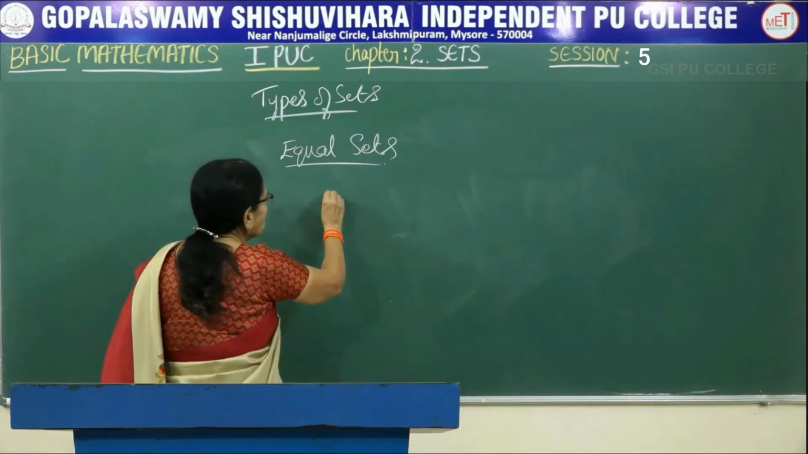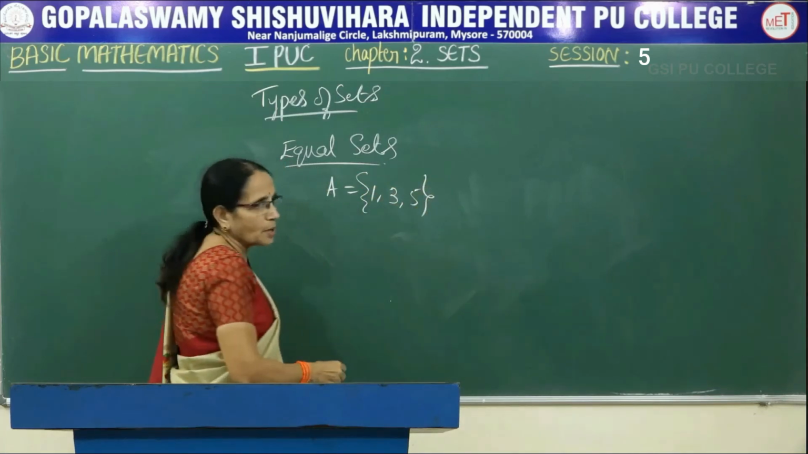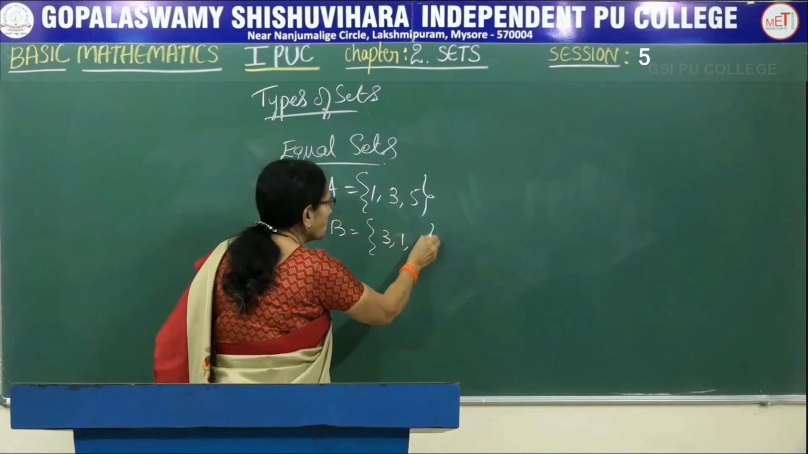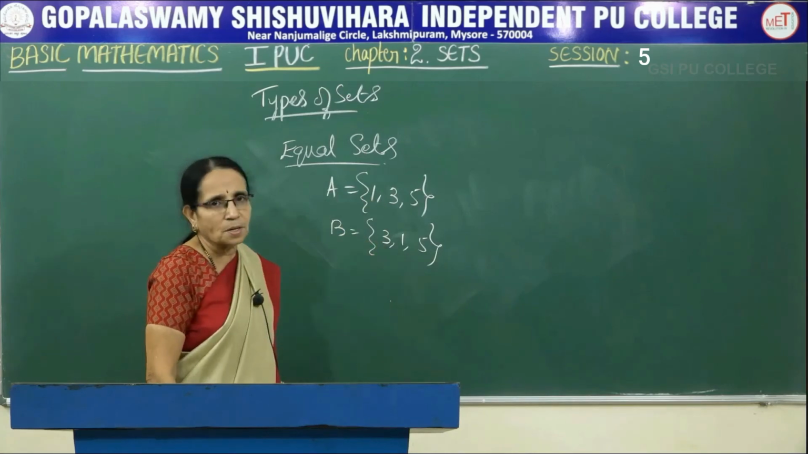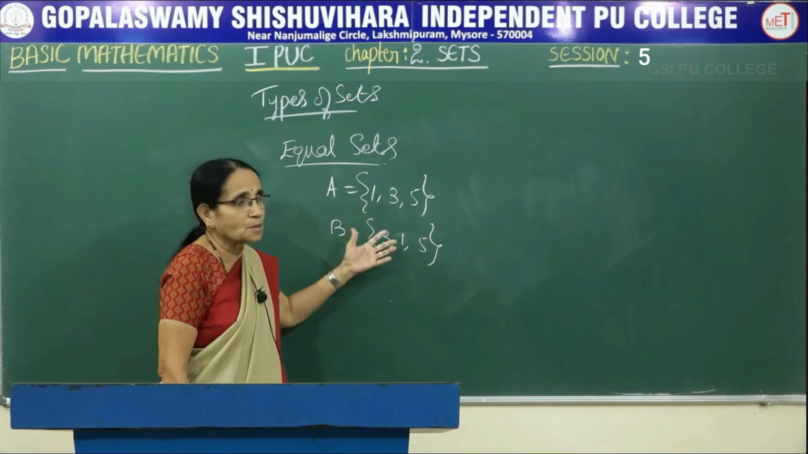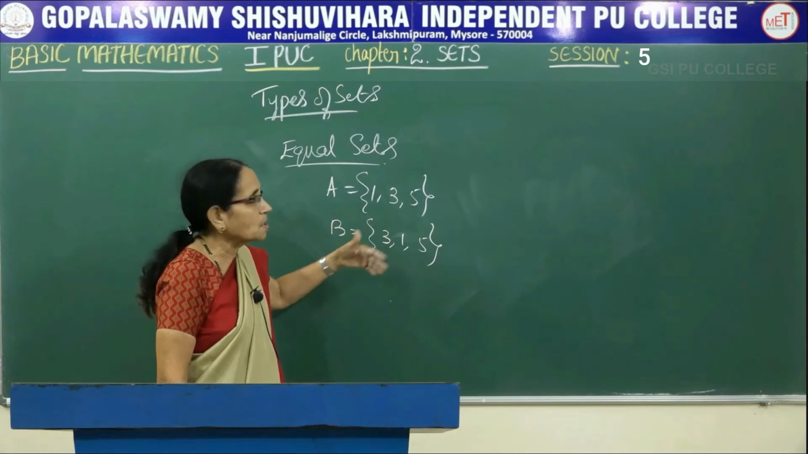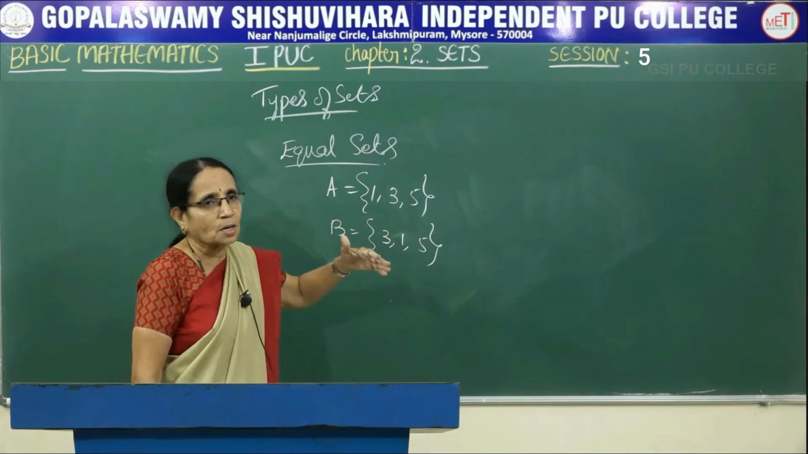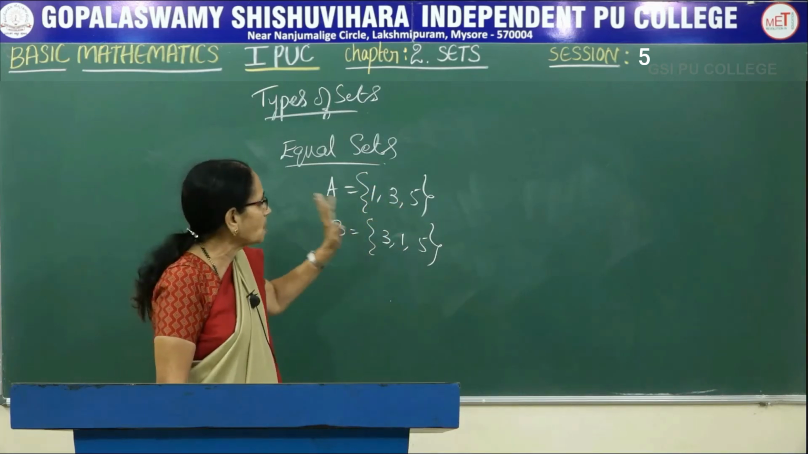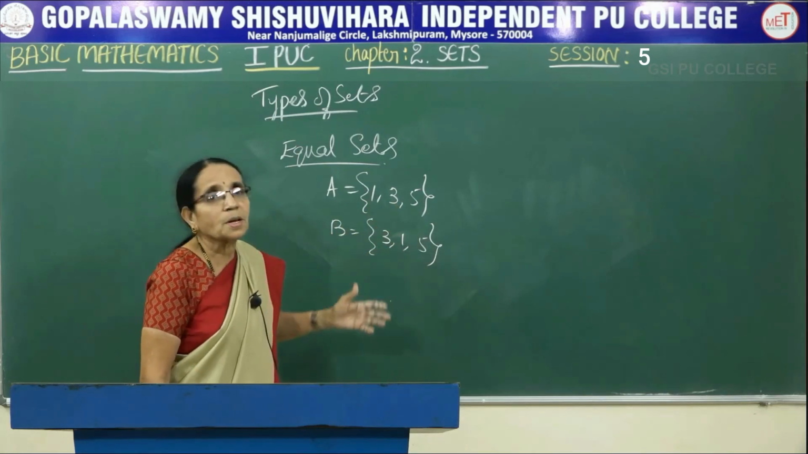For example, let A contain the elements 1, 3, 5. Let B contain the elements 3, 1, 5. Look here, the same elements are present. Of course, I have told you that in representing a set, the order is not important. We don't write in increasing or decreasing order because it is only a collection. In whatever position you want to write, you can write, but they have to be separated by commas. That's the only condition here. A contains the elements 1, 3 and 5. B contains the elements 3, 1 and 5.